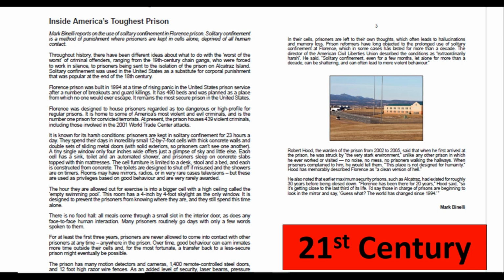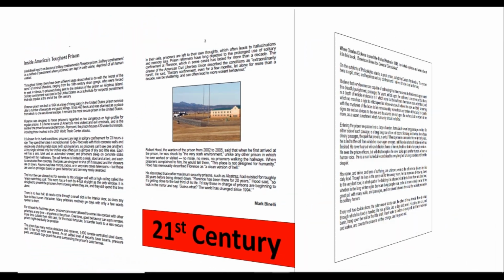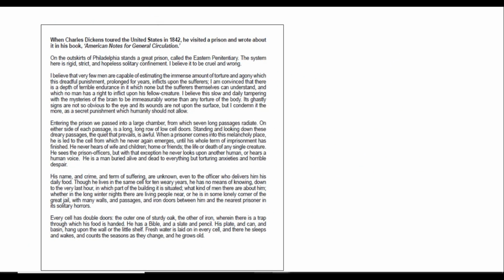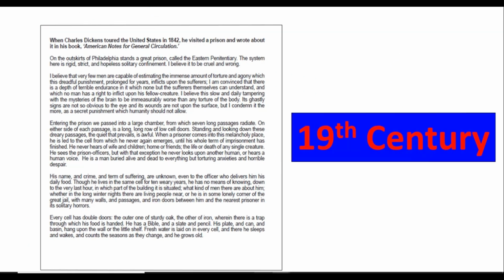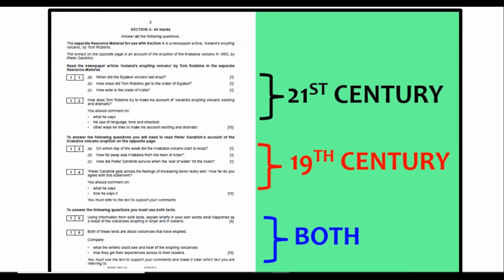As you can see, the 21st century one is normally about 1.5 pages and it might have a few pictures, and the 19th century one is around 3/4 of a page. It works out as questions 1 and 2 are on the 21st, 3 and 4 on the 19th, and 5 and 6 are looking at both texts.